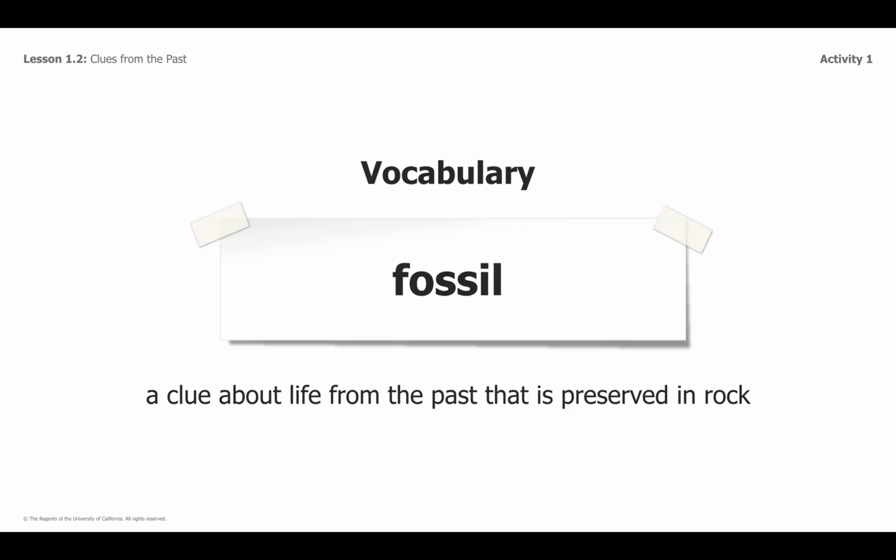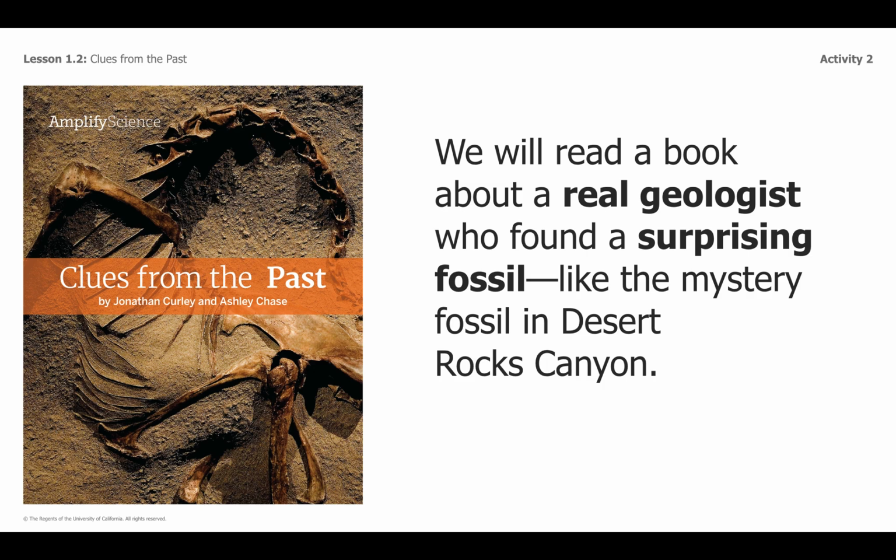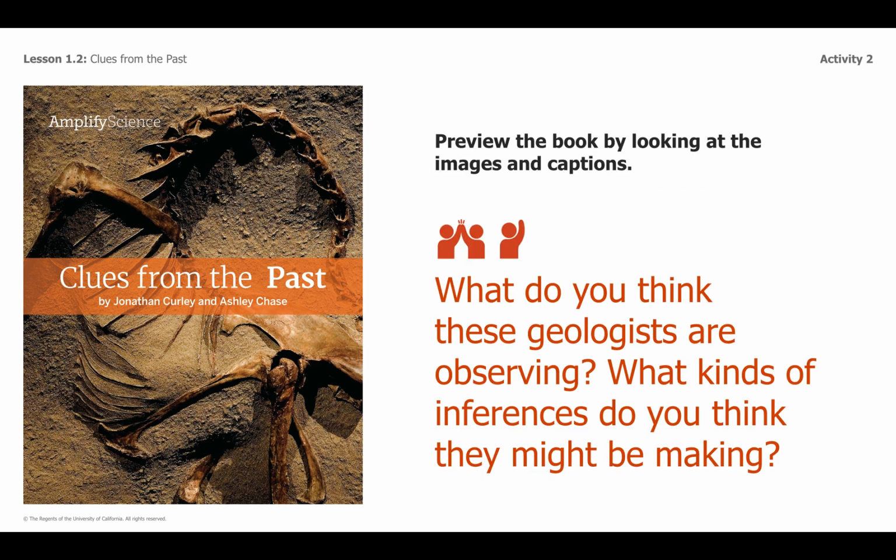So a fossil is a clue about life from the past that is preserved in rock, remember. We're going to look at this book called Clues from the Past. It's about a real geologist who found a fossil, something surprising, kind of like the mystery fossil in Desert Rocks Canyon that we looked at before. So what do you think these geologists are observing? What kind of inferences do you think they might be making? Those are questions that I want you to think about while you're reading the book, which will be linked to in a YouTube video. We're also going to read together the first few pages of that book.